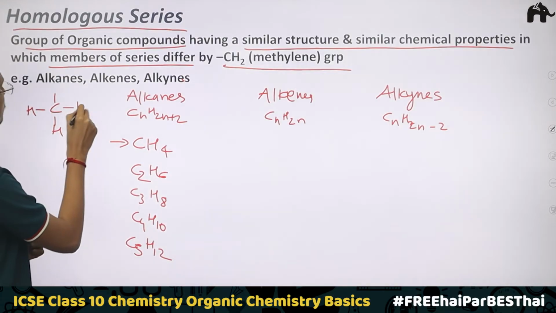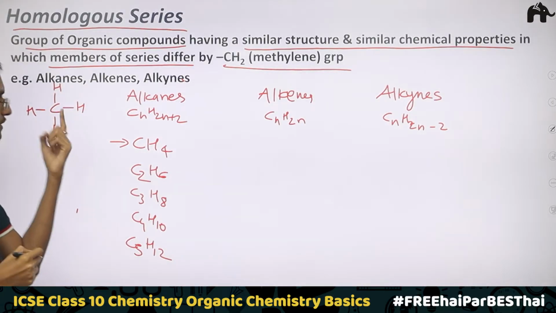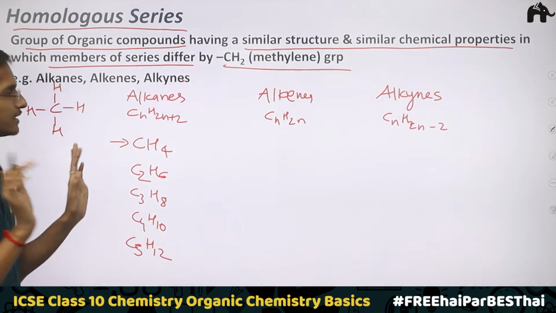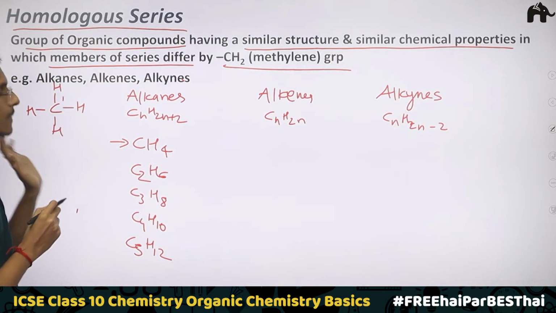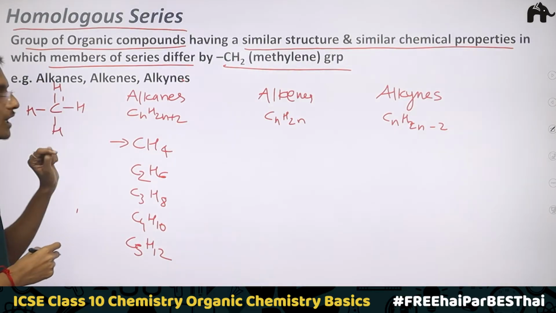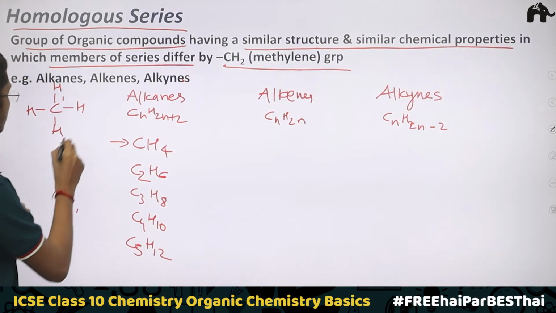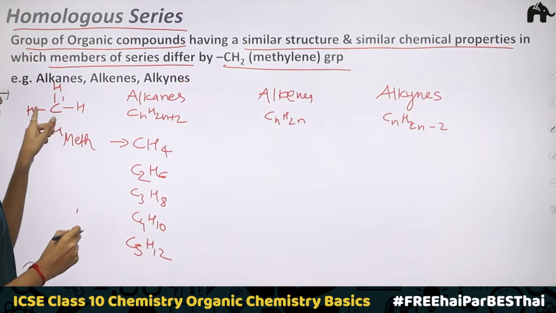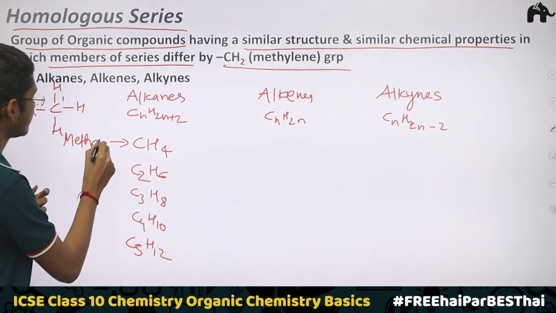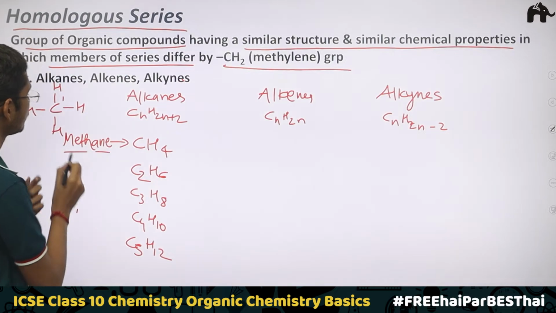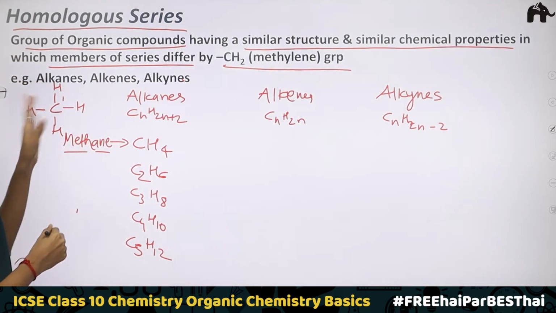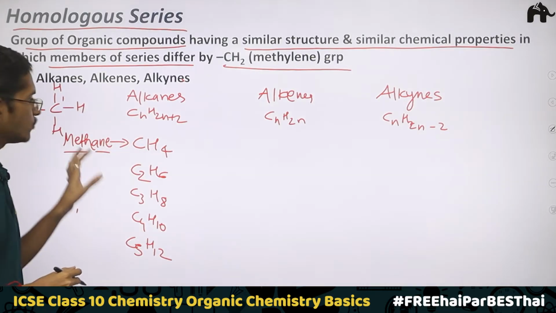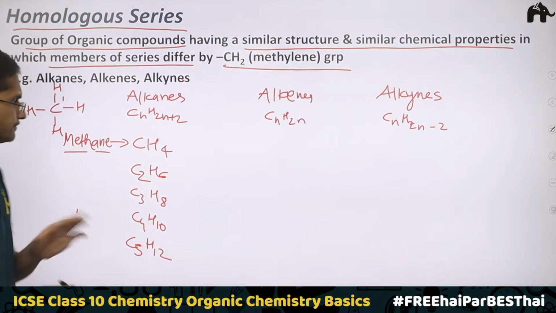If I would write the IUPAC name of this compound, it's only one carbon, no need to select the longest chain and all those things. So 1 carbon atom, root word is meth, and in this carbon, no need to see the single bond as well, because it is the only carbon. Its IUPAC name is methane.